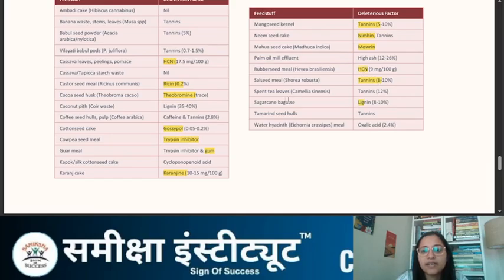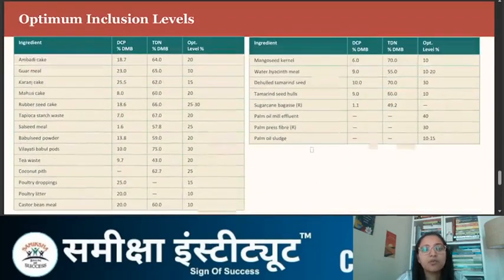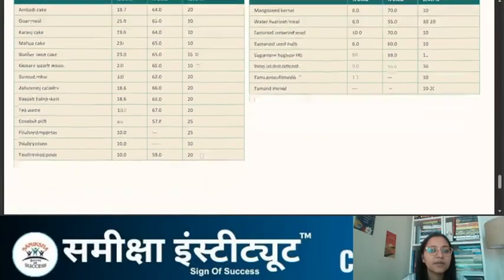Sugarcane, lignin. Sugarcane bagasse, it is bagasse, not molasses, okay. In molasses you will not find lignin. Lignin will be in sugarcane bagasse. Then tamarind, then water hyacinth, oxalic acid. Then, so what are the basic optimum levels? Because of these issues, anti-nutritional factors, the optimum levels will be lower, okay. 10 to 20% are the basic optimum levels that you will find in most of these cases, 10 to 20%.